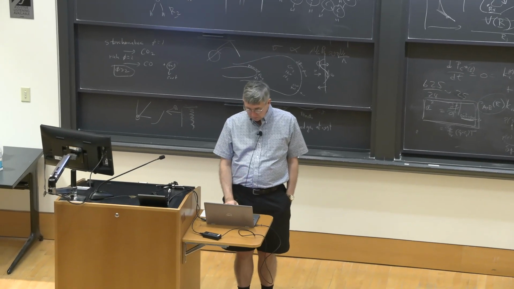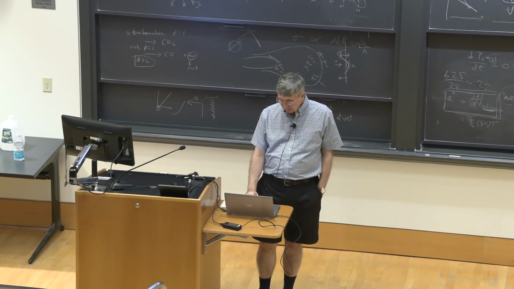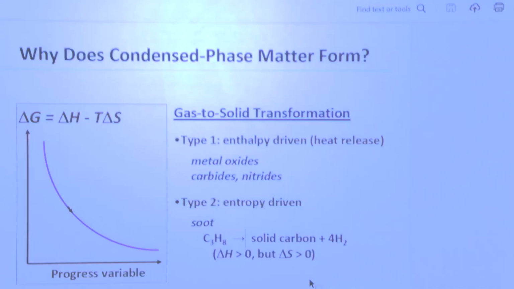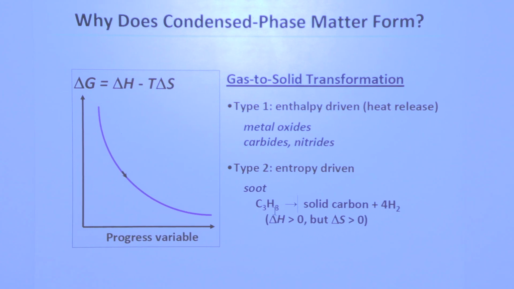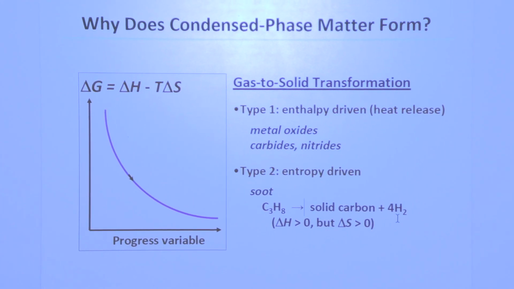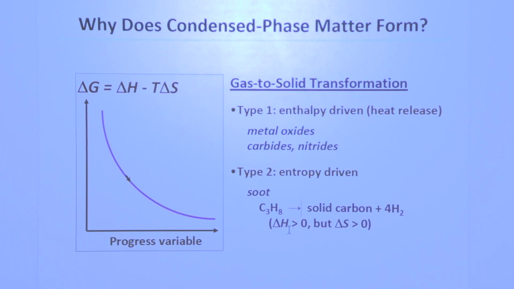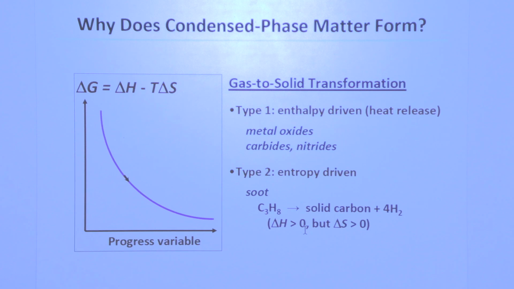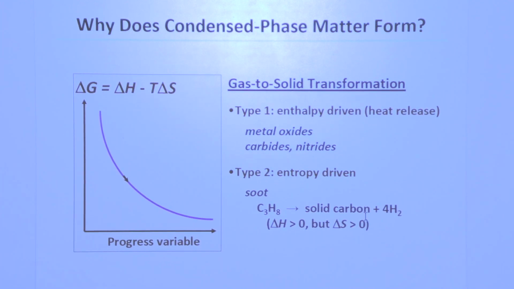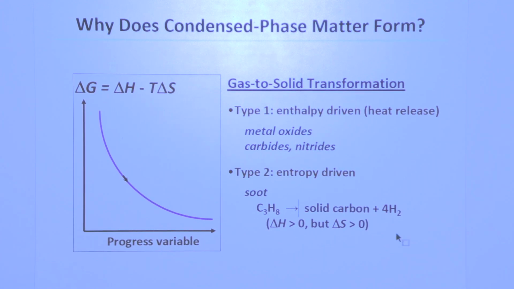But soot is not like that because the reaction, say from a hydrocarbon to carbon plus hydrogen, has a positive delta H, so it's endothermic, and yet it still happens. And the delta S is greater than 0. You may say, why is that? I'm making a solid from a gas, but the key is you're releasing many moles of gas, of hydrogen, and that has a lot of entropy, and that's what's driving the process.